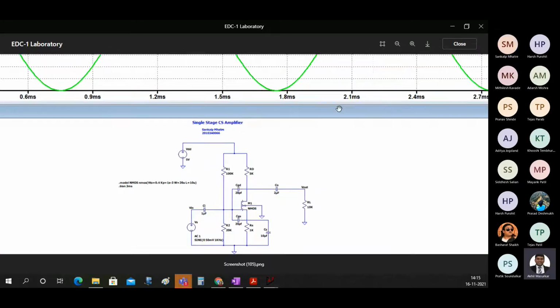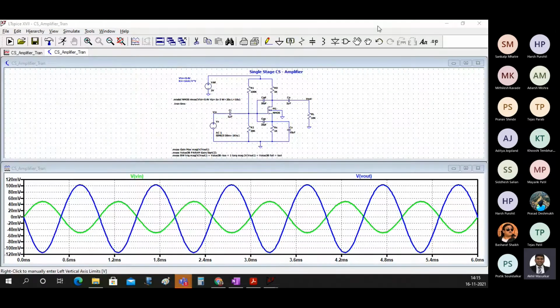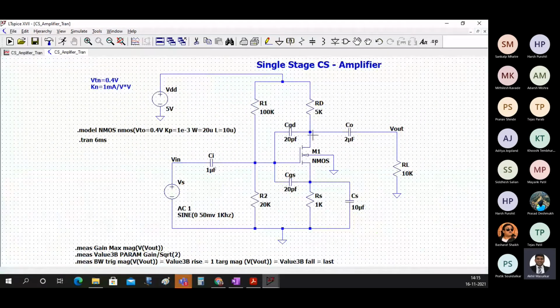So you should get something like this. See here. You should get these points like this. Are you getting? Yes, sir. So there is some kind of short circuit, and that is the reason why your output is getting grounded straight away. That is why you're getting it as 0.